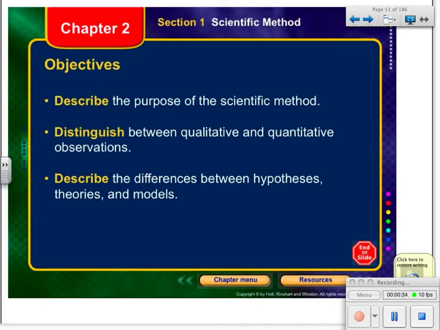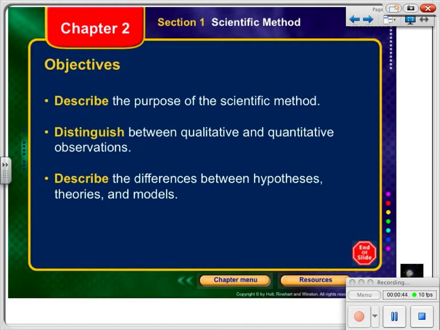Okay. Our objective is to describe the purpose of the scientific method, to distinguish between qualitative and quantitative numbers, and to describe the difference between a hypothesis, a theory, and a model. Okay. Here we go.